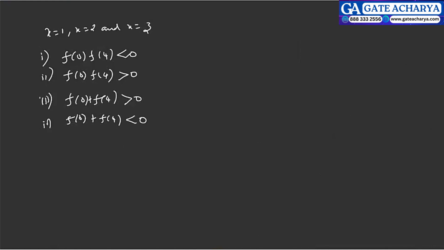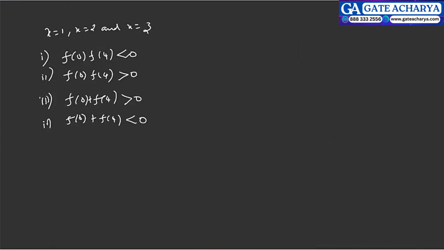A non-zero polynomial f of x of degree 3. Degree 3 means the equation has 3 roots. What is the degree of the equation? That many roots are possible. So here, a non-zero polynomial f of x of degree 3 has roots x equal to 1, x equal to 2, x equal to 3. 3 roots, right. Which of the following must be true? Which one is true?